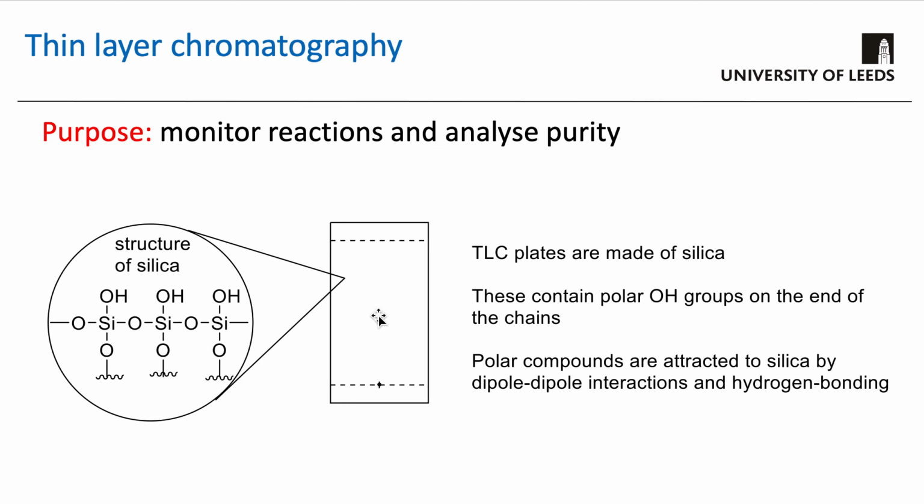The reason why some compounds run higher up than others is down to the structure of the silica here. These OH groups are polar functional groups. They can hydrogen bond with themselves or with the molecules that are running up the plate. So if you've got a molecule with polar functional groups, then they will stick to the silica, to the stationary phase, quite strongly, and they won't run up that high. If you've got a non-polar compound where the interactions with the silica are much weaker, then they will run up much higher on the plate.